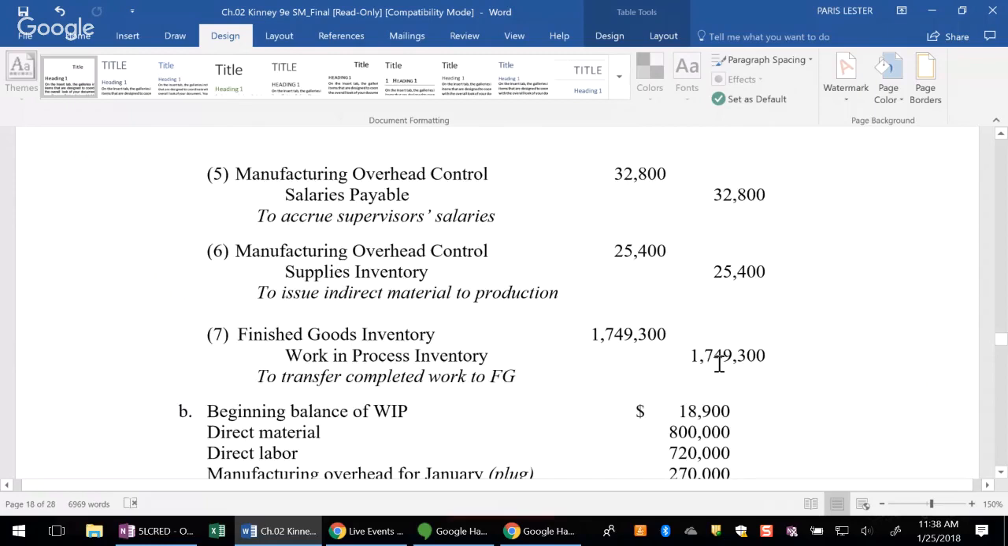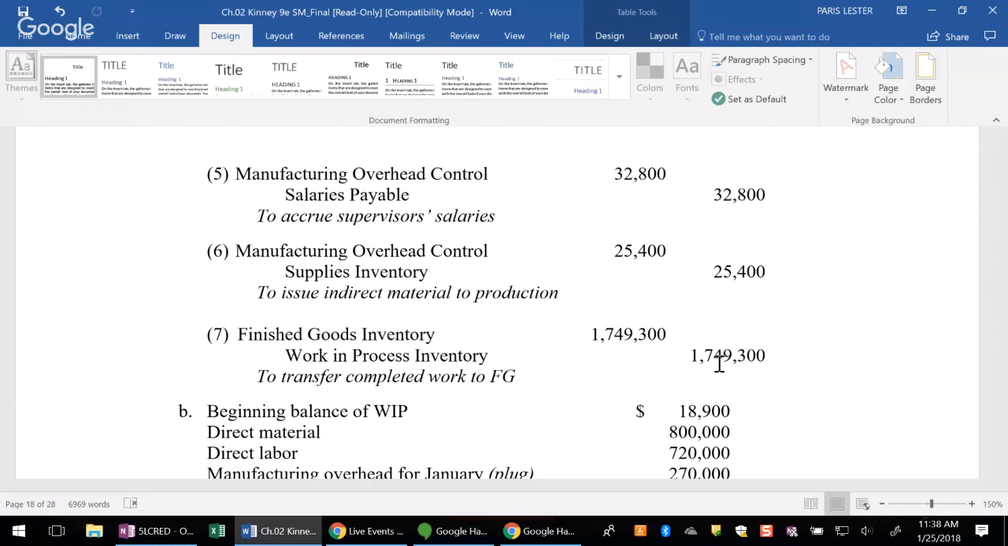All right, here we got some more manufacturing overhead. Salaries payable, that's for the supervisor. Here we got some more factory overhead. That was for indirect materials. Here we got finished goods and work in process. Then we can sell it.